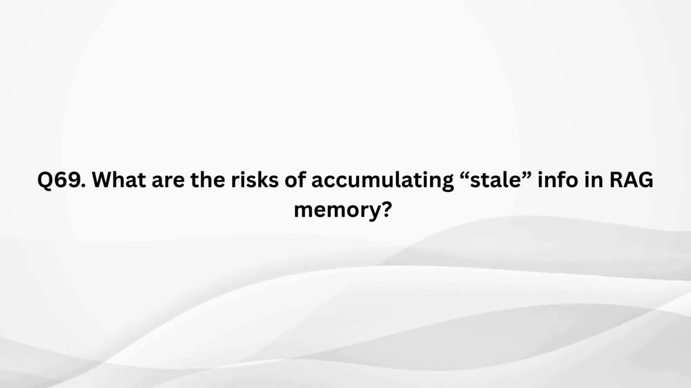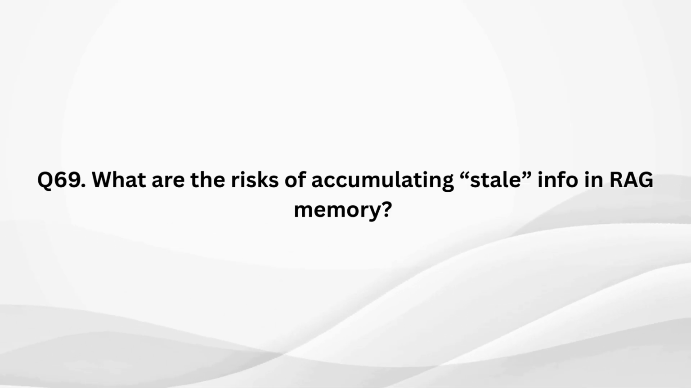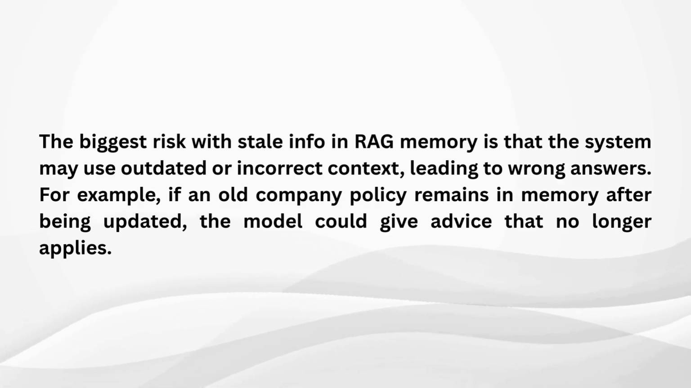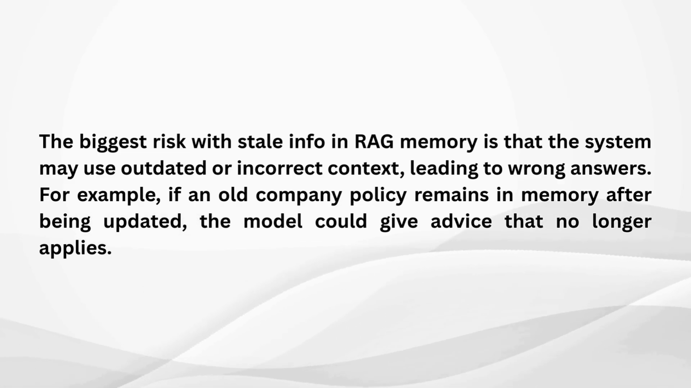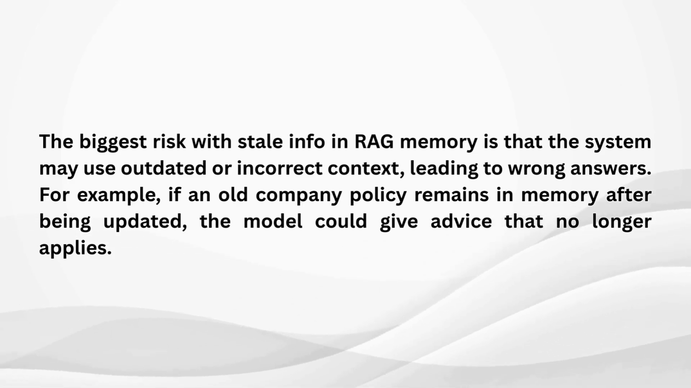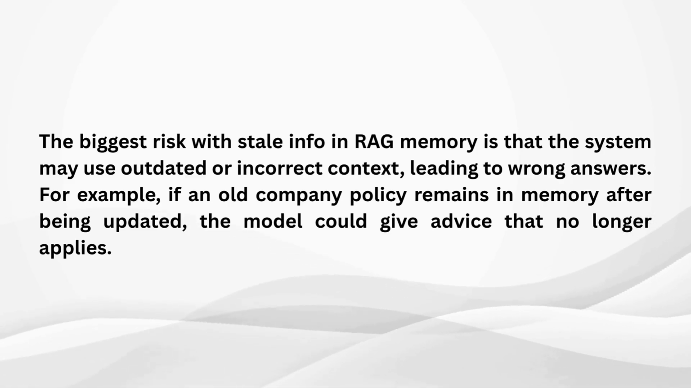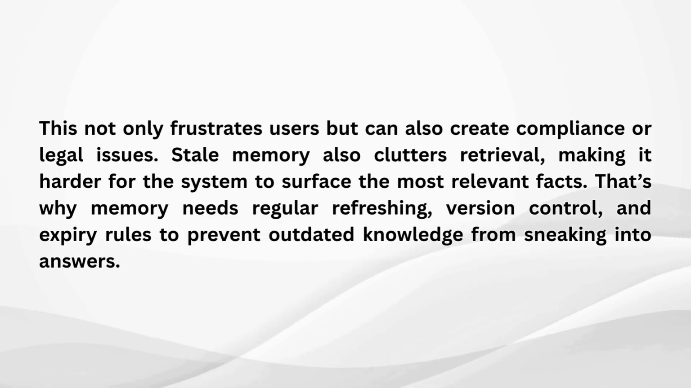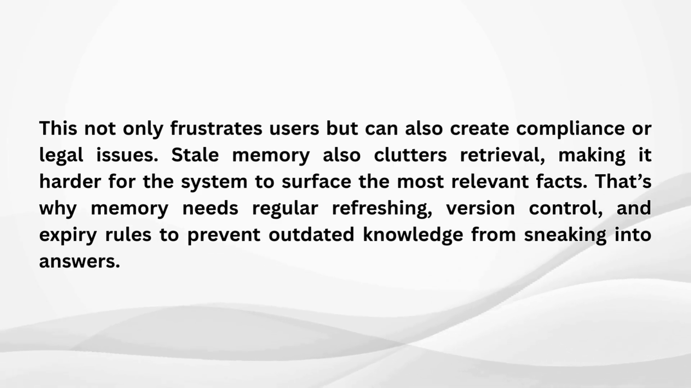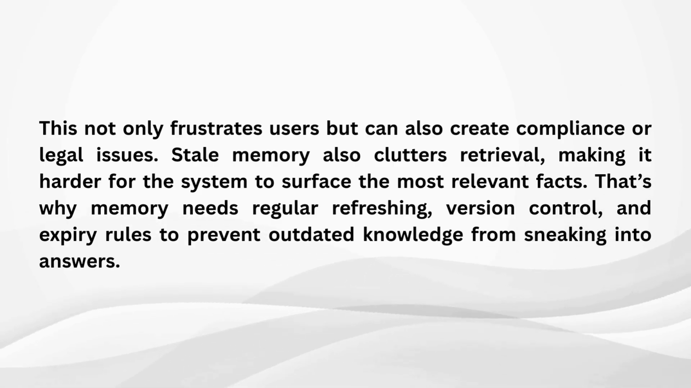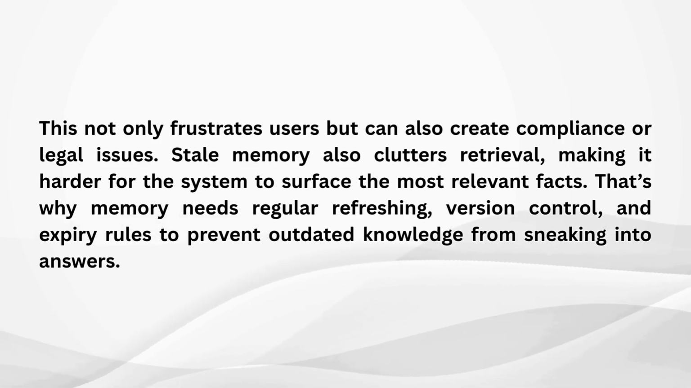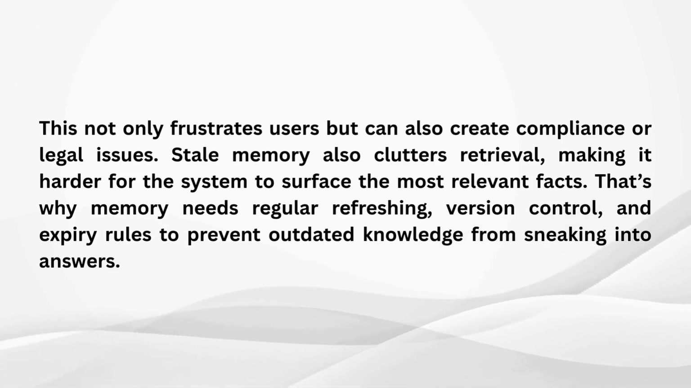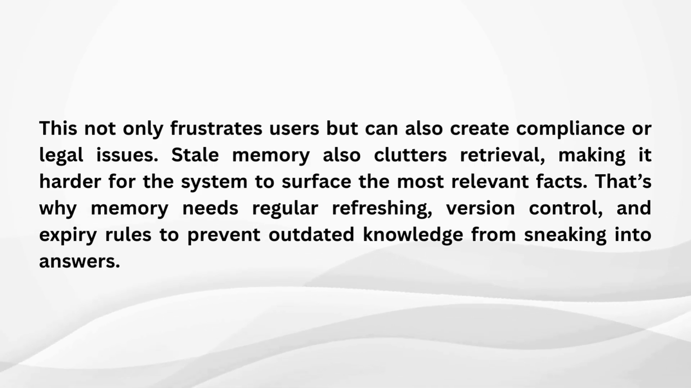What are the risks of accumulating stale info in RAG memory? The biggest risk with stale info in RAG memory is that the system may use outdated or incorrect context, leading to wrong answers. For example, if an old company policy remains in memory after being updated, the model could give advice that no longer applies. This not only frustrates users, but can also create compliance or legal issues. Stale memory also clutters retrieval, making it harder for the system to surface the most relevant facts. That's why memory needs regular refreshing, version control, and expiry rules to prevent outdated knowledge from sneaking into answers.